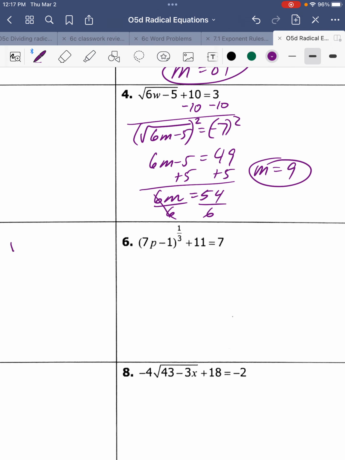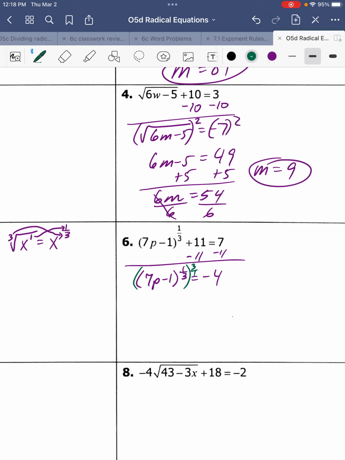Number 6. Now, for number 6, we have to remember that a cube root of x is the same thing as x to the 1/3. You have your 1 goes to the numerator, 3 denominator. To undo an exponent of 1/3, we are going to multiply by the reciprocal, so an exponent of 3 over 1, which is 3. I jumped ahead though. I forgot that this 11's here. We gotta move that first. My bad. Got excited about raising to a power.